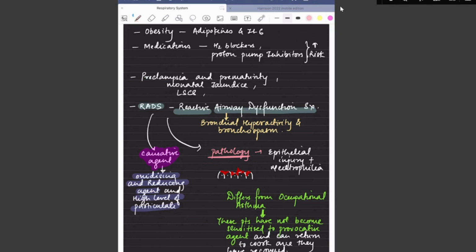So this is occupational asthma. But in reactive airway dysfunction syndrome, these patients have become sensitized to the provocative agent.